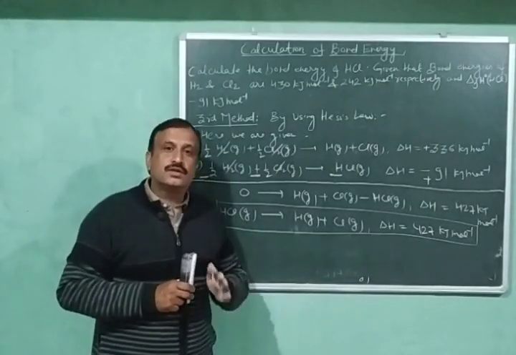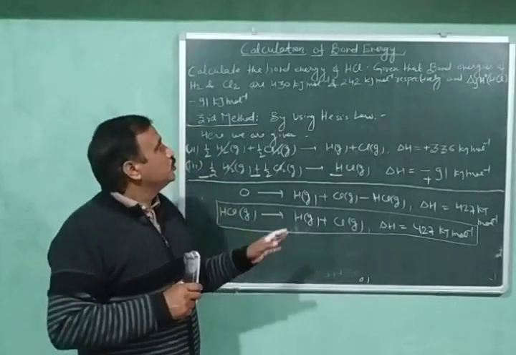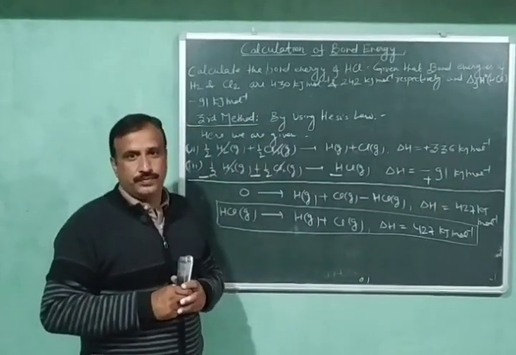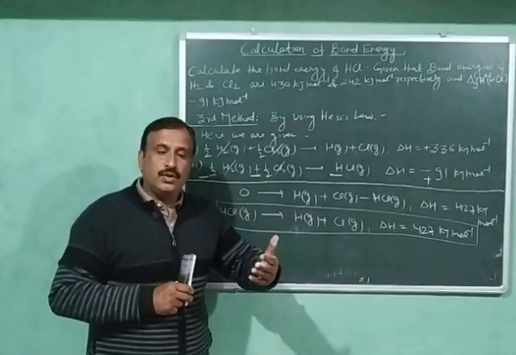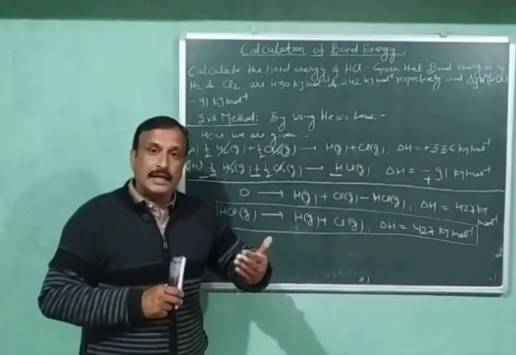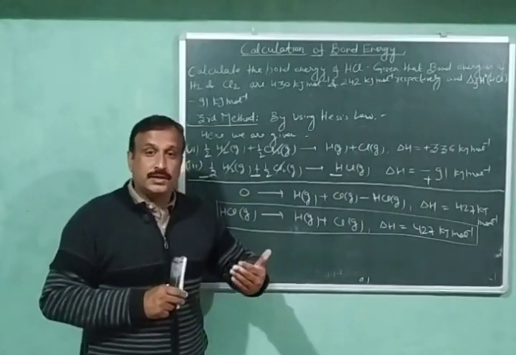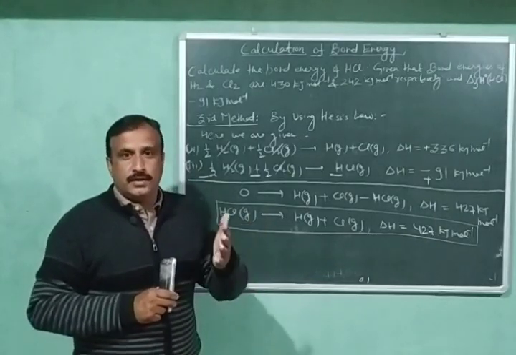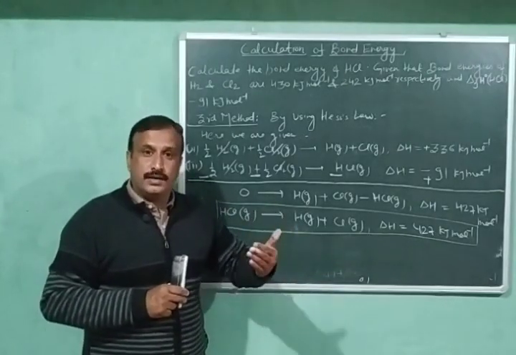Understood? So these were the different methods which are used for the calculation of bond energy, and in my next video I will discuss how we calculate the heat of a reaction, that is delta H of a reaction, with the help of the bond energy data.